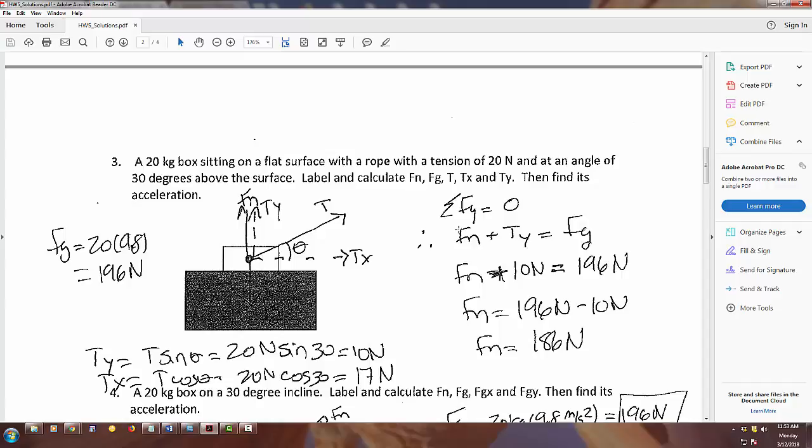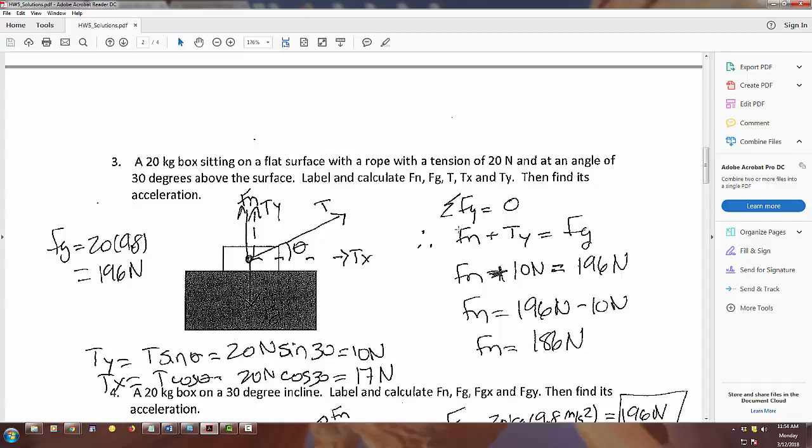So Fn plus Ty has to be equal to Fg. Well, Ty is just the y component of the tension, which is T times the sine of 30, or 10 newtons. So the normal force would be 196 newtons minus the 10 newtons, which gives you 186 newtons.